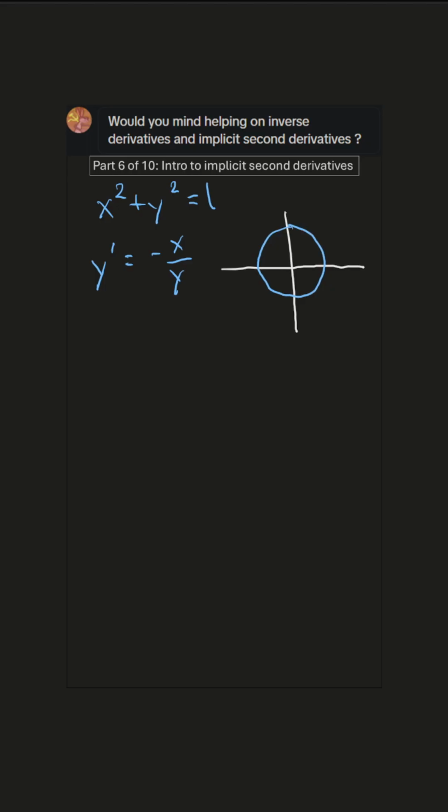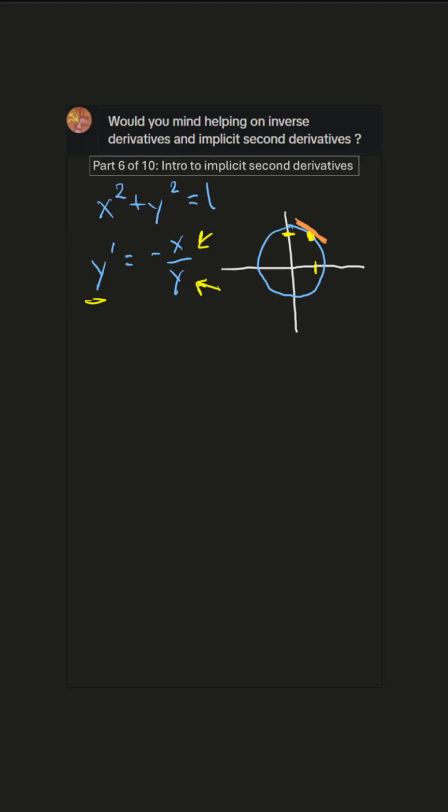And let's say you pick some point on that circle, let's say right here. And you look at that x value and you look at that y value. You plug those into this formula, the x and y values, and you'll get out the y prime. And the y prime, as you know, is the slope of that point.